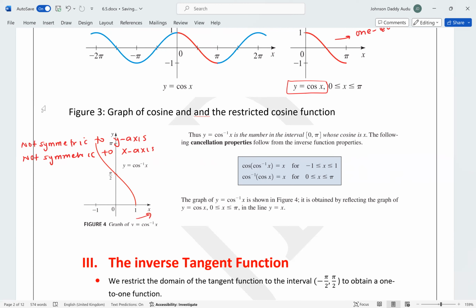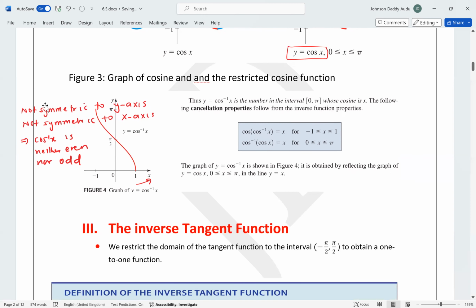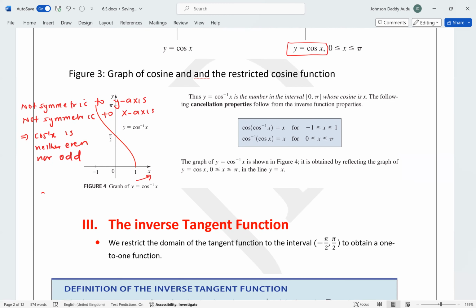And what does that mean? It means that cosine inverse is neither even nor odd. Okay? Now, what does that imply? What that simply means is that cosine inverse of minus x is not the same thing as cosine inverse of x. We know cosine is even, right? So because cosine is even, it consumes the minus. But in the case of cosine inverse, it's not true. You cannot consume the minus. Also, cosine inverse of minus x is not the same thing as minus cosine inverse of x. You cannot take the minus out.